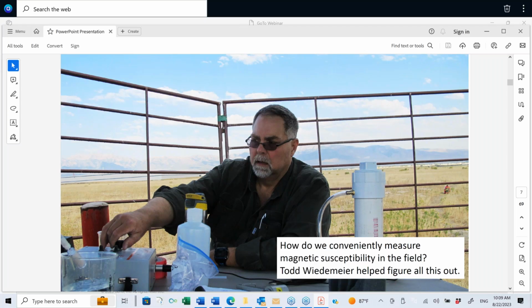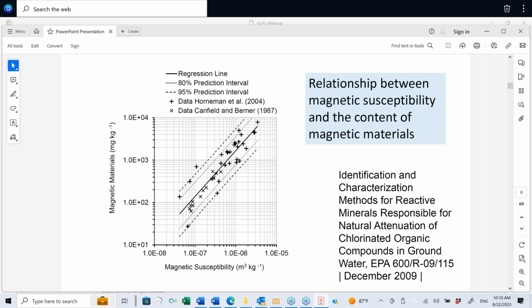A lot of this was pulled together and figured out by Todd Wiedemeyer, work done for CertiP STCP some years ago. It's based on the observation that magnetic susceptibility, which is basically the property of getting material to act like an induced magnet, is a good measure of the quantity of magnetic materials. And within half a log or so, that holds together, and the relationship extends over several orders of magnitude.